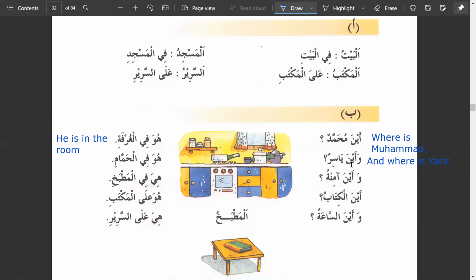And what about Yasir? Wa aina Yasirun? Huwa fil hammami. Huwa fil hammami means? He is in the bathroom. Excellent. In the bathroom. Okay. Right? Okay.